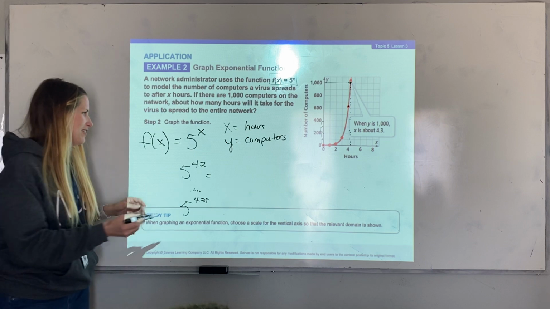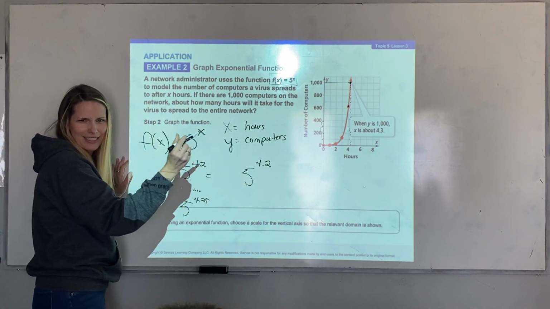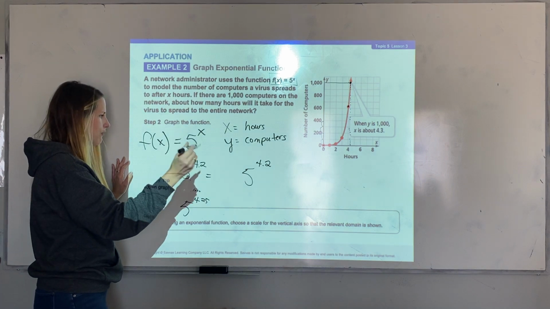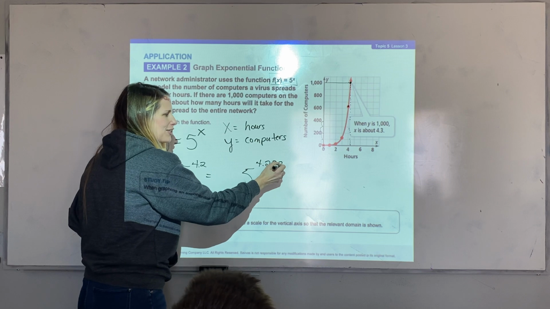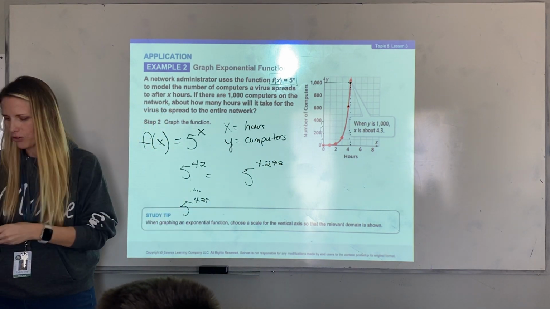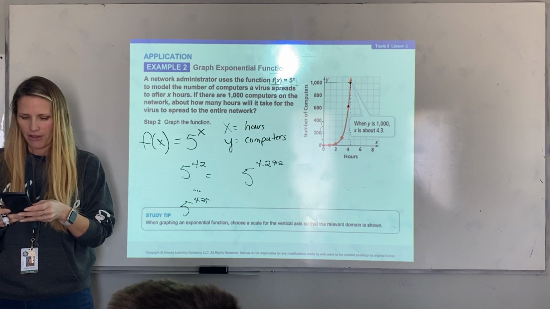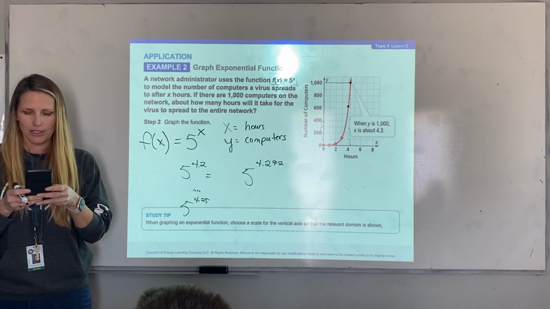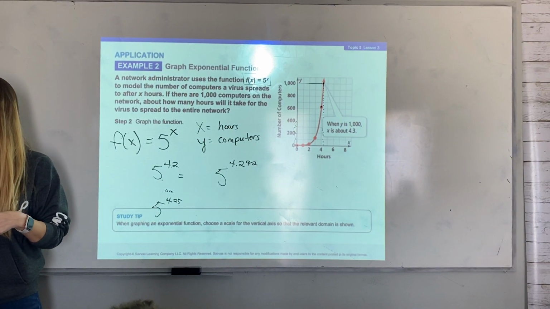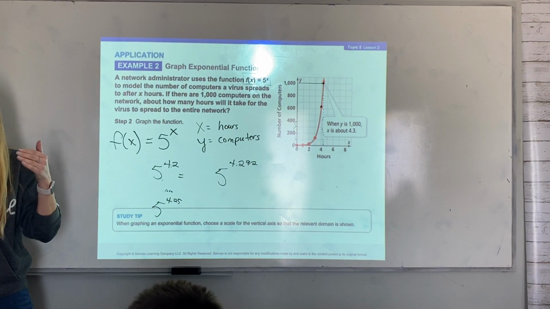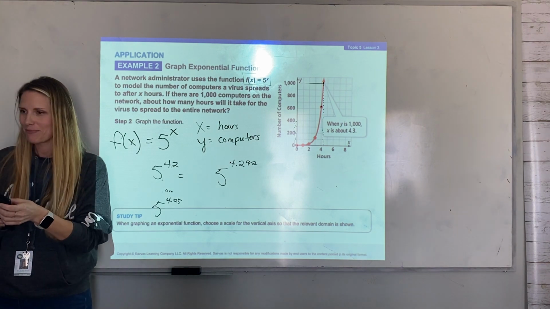5 to the 4.292, I think. 4.293. Yeah. 4.29. You should be an IT guy. 5 to the 4.292. That's legendary. So close. 999.95224.